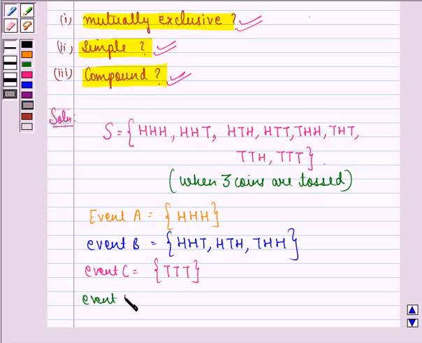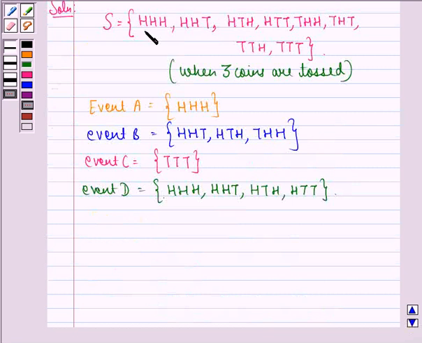And event D was a head shows on the first coin, so the sample points would be HHH, HHT, HTH, HTT. Now we see that in the event D we have a head shows on the first coin, so no matter what we have on other coins, we consider all those sample points where we have head on the first coin. Here we have heads in the first coin, heads in the second coin and tails on the third coin and so on. Now we have to tell which events are mutually exclusive.